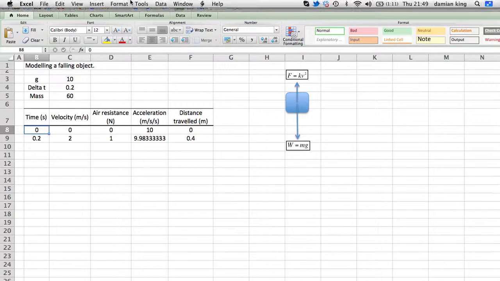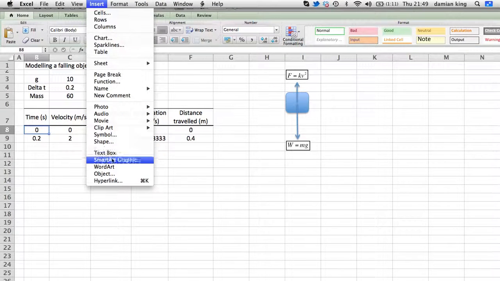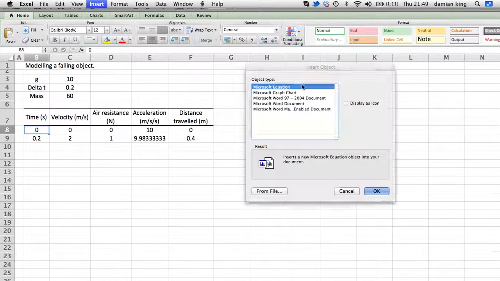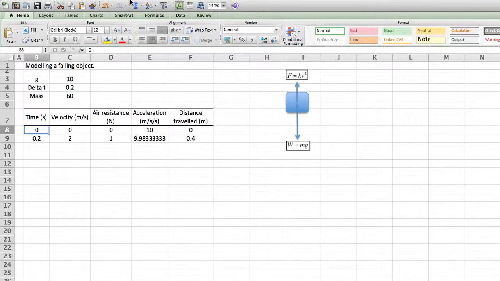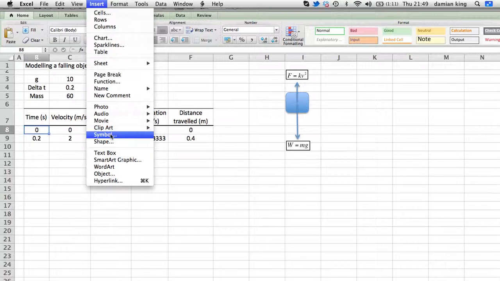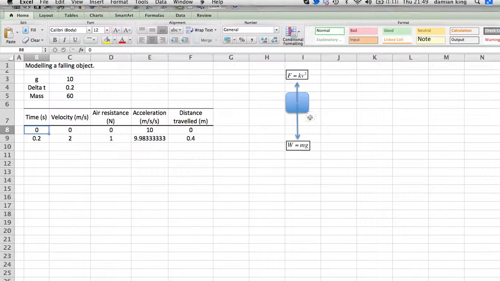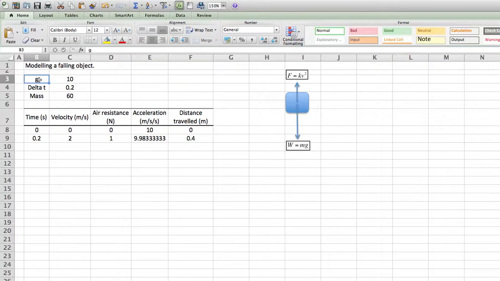If you're interested in that, I put it in by choosing Insert, Object, and Equation Editor, and then I inserted some simple clip art symbols as well. Now, what I do is place G, delta T, and mass up here, and those are the values that I'd like to change. What I'm going to demonstrate first is how we use these values to change the grid straight away without having to go through each individual cell.